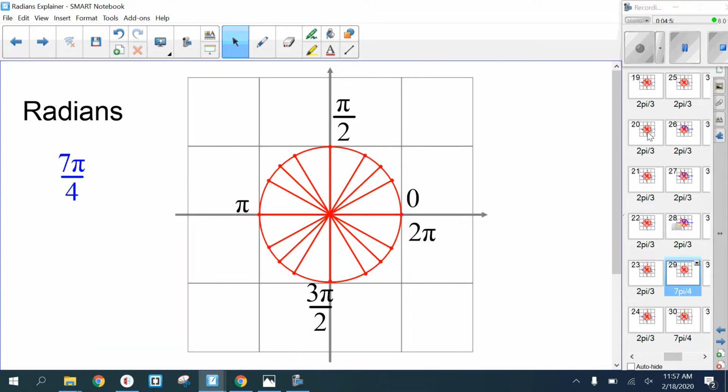So let's look at a different example, 7 pi over 4. So the first thing that I would do is I would think about pi and 2 pi in terms of common denominator 4.